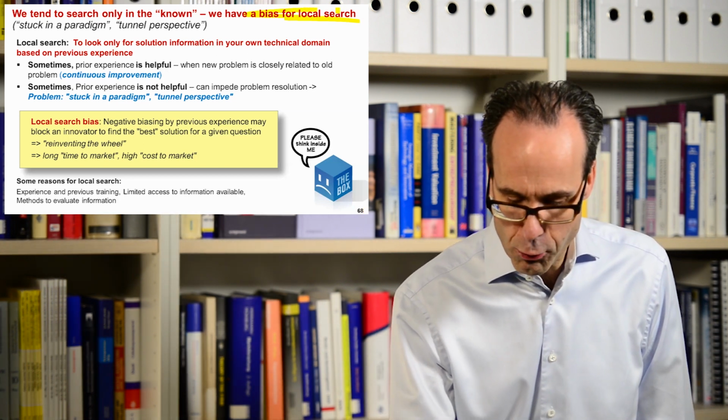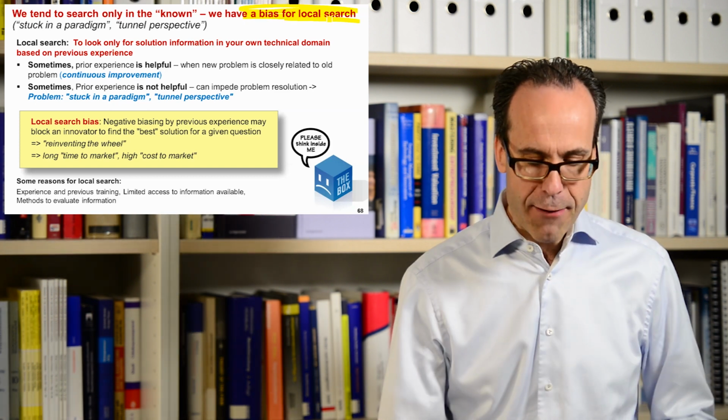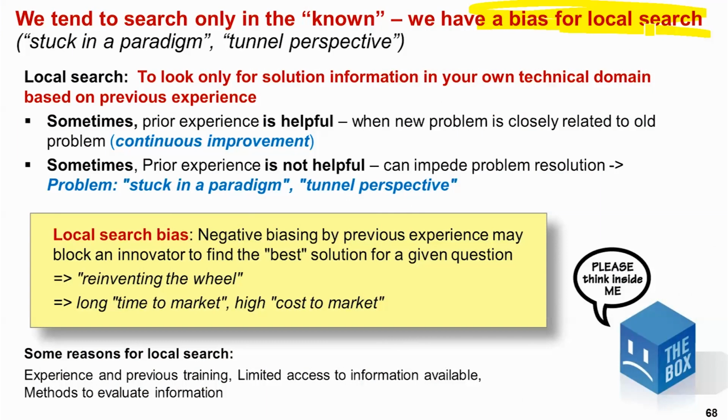So the bias for local search as a problem means we have a tendency as human beings to only look for solution information in our own technical domain based on previous experience. Sometimes this is very helpful. So if you want to strive for incremental innovation, then it's good to build on your experience. However, if you want to go for radical innovation, to really find a novel solution, your prior experience may not be helpful as you are stuck in this paradigm.